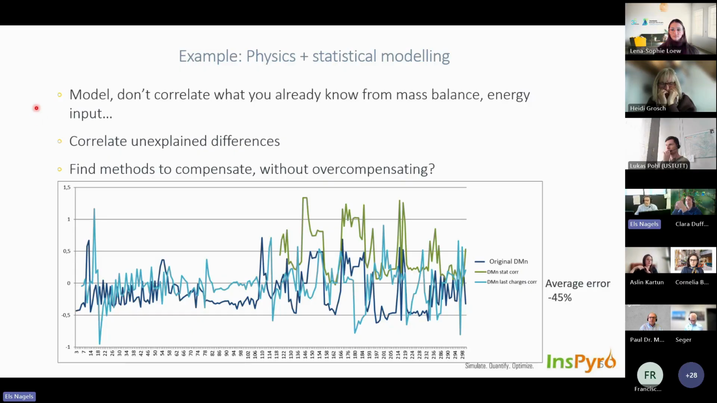And then an important point I would also like to highlight in this introduction is that in our view, making a digital twin means you model what you know. So if you know the physics, you make a model for it. Don't try to correlate data for which you already know the interaction. But then if you have a model of everything you know, try to correlate the differences. And I have a very nice example here.